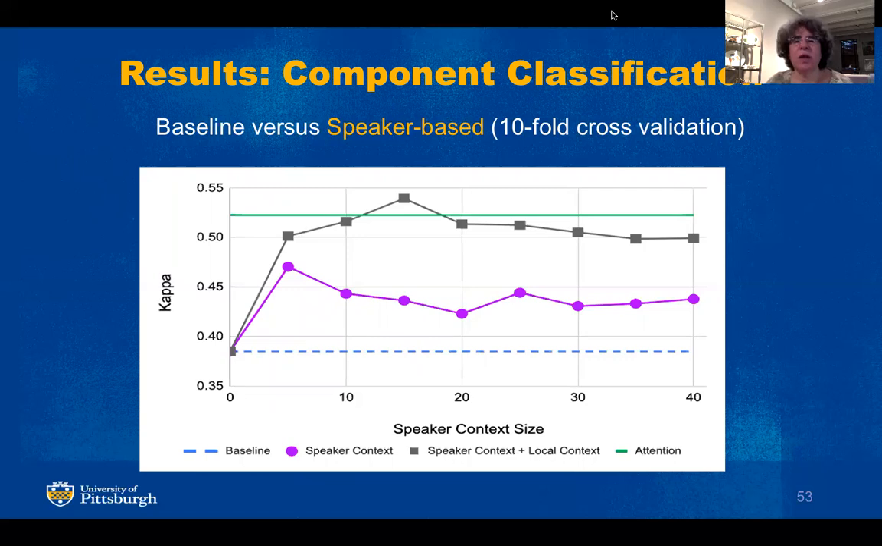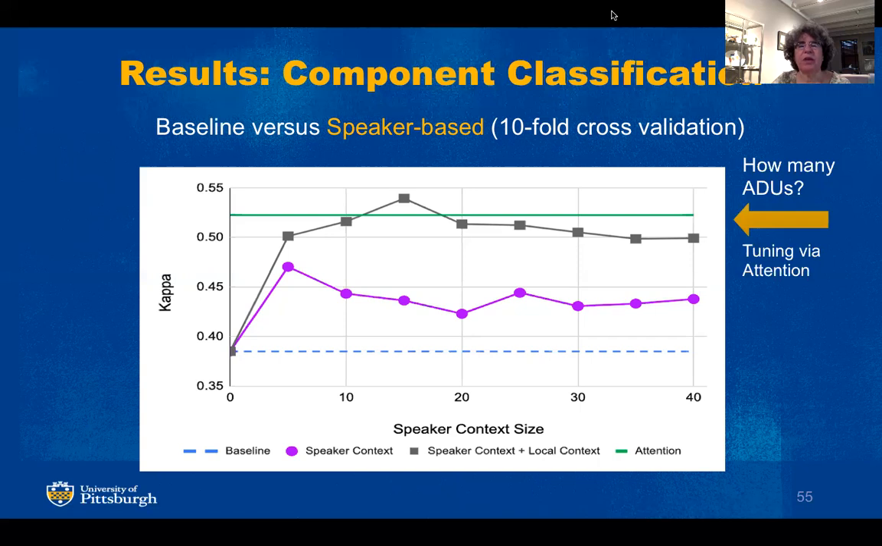Turning to the speaker type of discourse information, we can see that first, comparing the purple line to the dashed blue line, just adding speaker information alone also adds value to the baseline. And finally, the top line shows that combining this type of discourse with the other type of discourse from the prior slide gives us our best results of all. And then finally, the green line shows that the size of the context can in fact be automatically optimized using an attention mechanism.